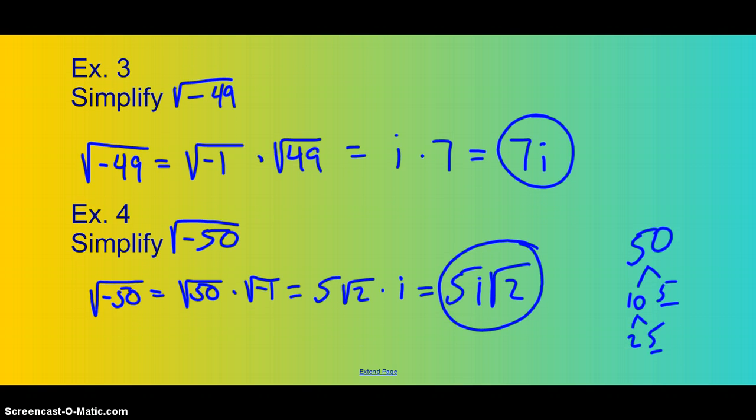So let's look at a slightly more difficult example here: the square root of -50. If we rewrite that, we could rewrite it as the square root of 50 times the square root of -1. Basically, we're just pulling the negative out of the situation here. And on the right, I've done the factor tree for 50, and that gets us 5 times the square root of 2. And again, the square root of -1 is i. So therefore, I get 5 square root of 2 times i, which is 5i times the square root of 2.